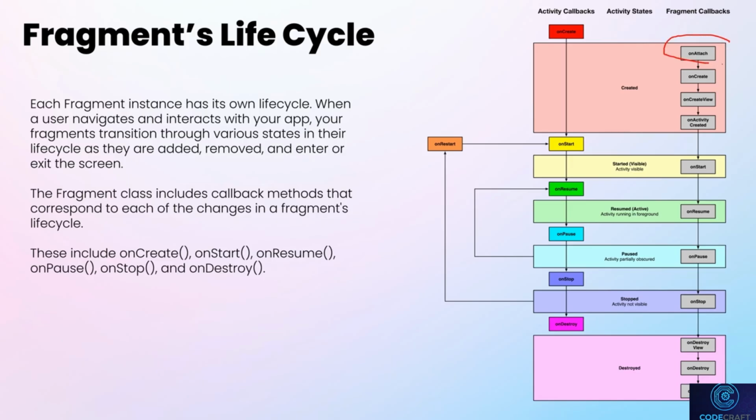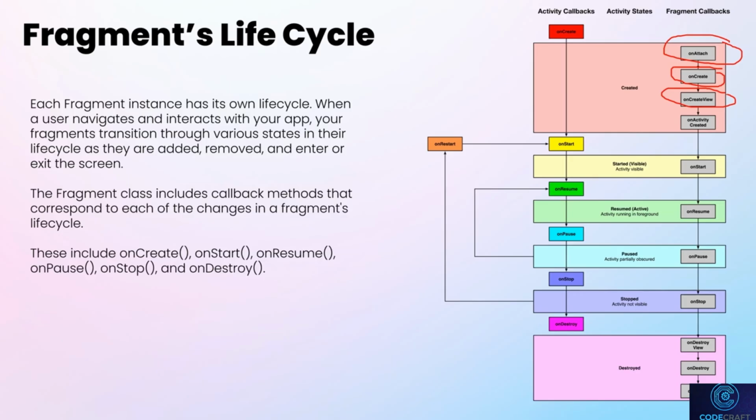Let's start with the onAttach method. This method is called when the fragment is attached to an activity. It receives a reference to the hosting activity, allowing the fragment to interact with it. onCreate. During this phase, the fragment is initialized. You can perform one-time setup tasks in this method, such as initializing variables and setting up the fragment's initial state.